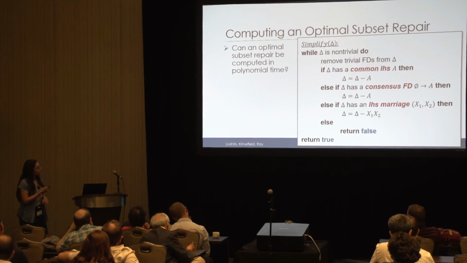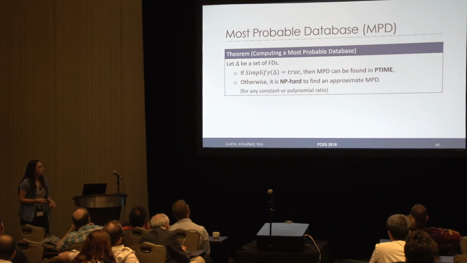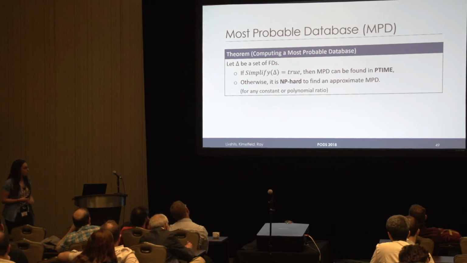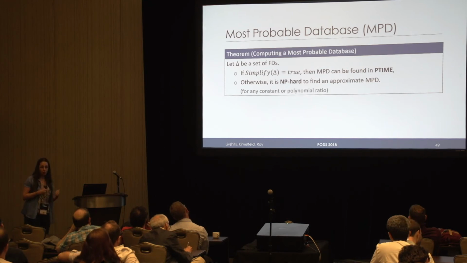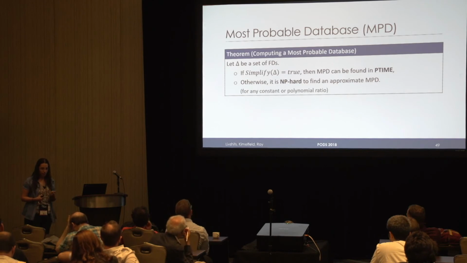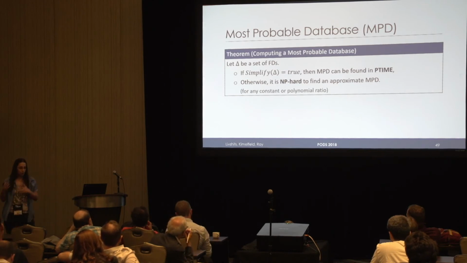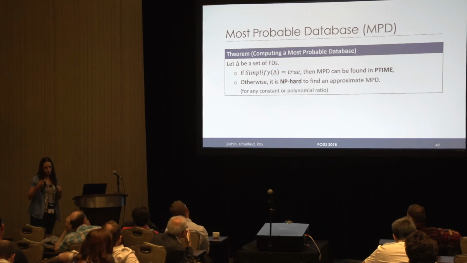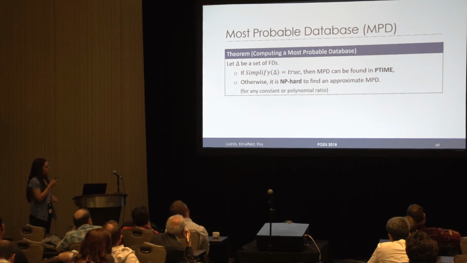Okay, and I will finish with the result that we have here. So if we have a set of functional dependencies, delta, then if simplify on delta returns true, we can find the most probable database in polynomial time. But if simplify on delta returns false, then it is NP-hard to even find an approximate most probable database for any constant or polynomial approximation ratio. Okay, and we get this result because we showed for the problem of computing an optimal subset repair that it is not only NP-hard, but also APX-complete. Thank you.